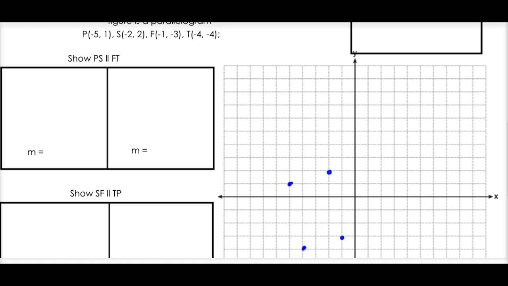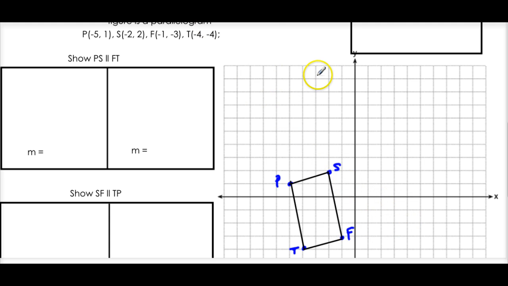Okay, we got this down. It's always good to label your points. So this is P, S, F, and T. And let's connect our points with a line. Please use a protractor to make everything pretty. I'm going to use my personal protractor right here. All right, that looks like a parallelogram to me.